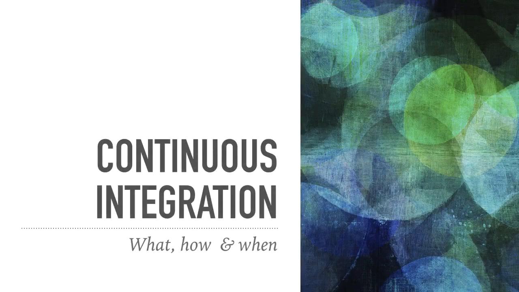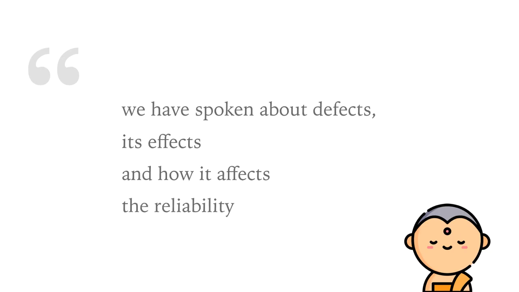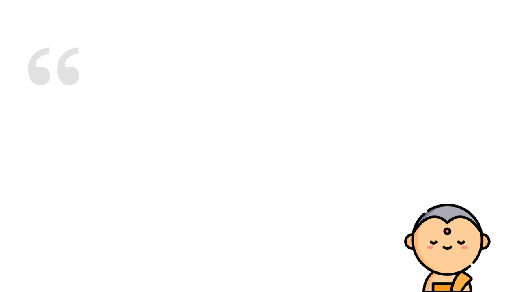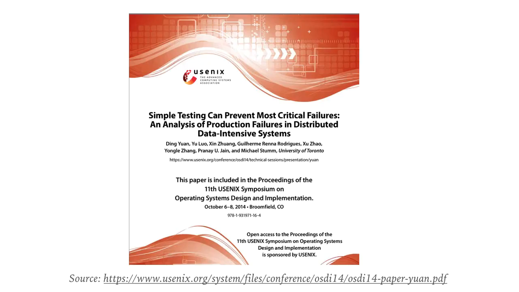Let's now talk about continuous integration. We've already spoken about defects and their effects, and how they affect the software reliability that we want to achieve. The good news is simple testing can prevent most of the critical failures. That includes the bugs, outages, software defects, etc. In fact, it's been proven and analyzed, and you should definitely go and look at this particular white paper, which talks about how simple testing can achieve higher reliability by reducing most of the defects.